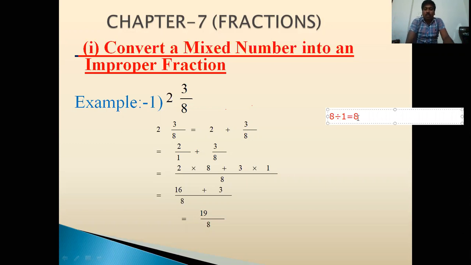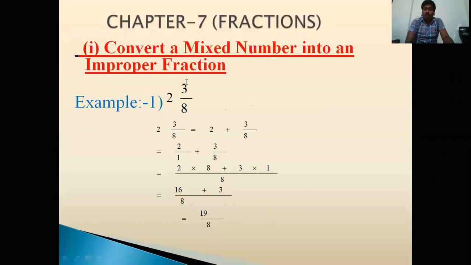Now this 8 is multiplied with 2, so 8 times 2 is equal to 16, and after that 3 into 1, we get 3, and 16 plus 3 we get 19 by 8. Now in this way we can change it into an improper fraction.